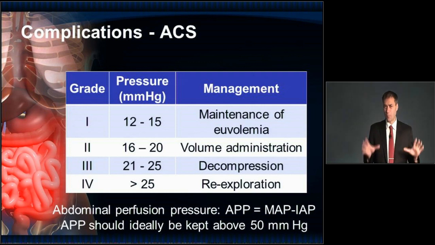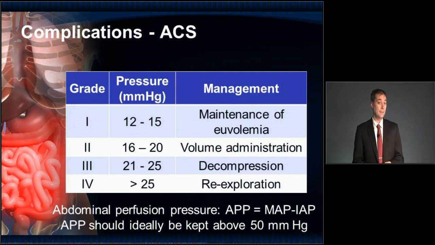So if somebody's got a normal MAP, and normal MAPs are around 90, even if I have a bladder pressure of 25, I've still got a pretty good abdominal perfusion pressure. The only problem is, as my abdomen swells, my blood pressure is going to fall. So it's unlikely I'd ever have a MAP of 90 with a bladder pressure of 25. I'm more likely to have a MAP of, say, 50 with an abdominal pressure of 25. And that, of course, is an abdominal perfusion pressure of 25, which is way too low. That's going to be ischemic bowel and all those problems that go with it.